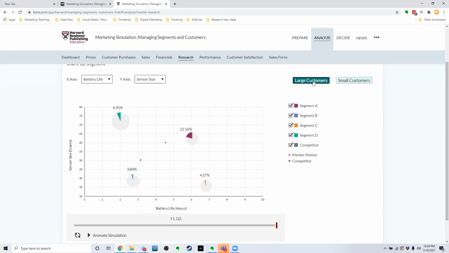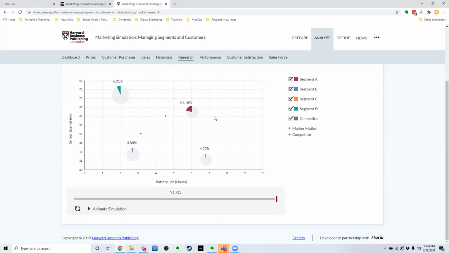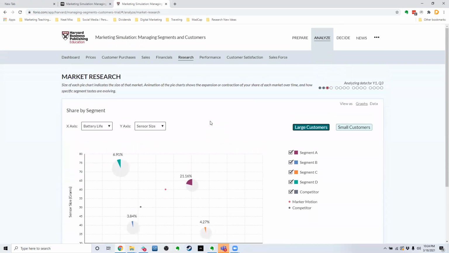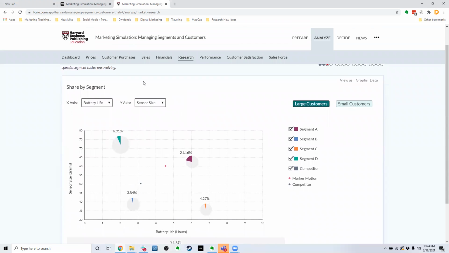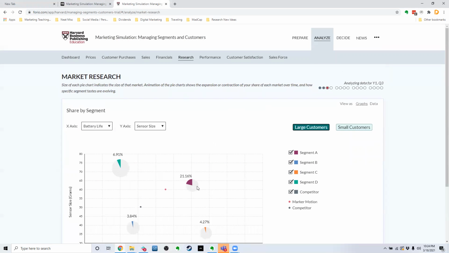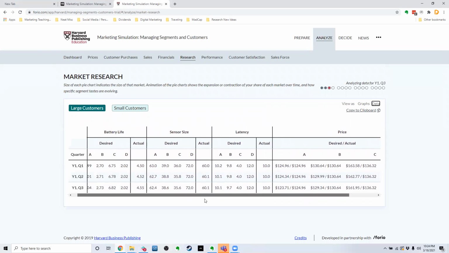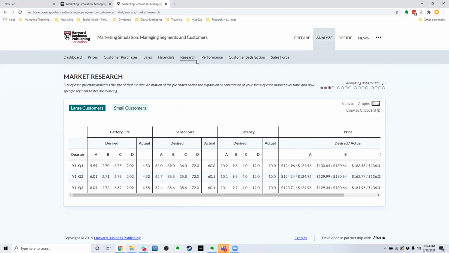Okay, you can do that for large and small customers, kind of seeing where you're positioning yourself in the marketplace. But there's something else that's really important to keep note of: you can view this information as data, which is really great to see when you spend on marketing research. You can actually see what each customer segment is looking at.